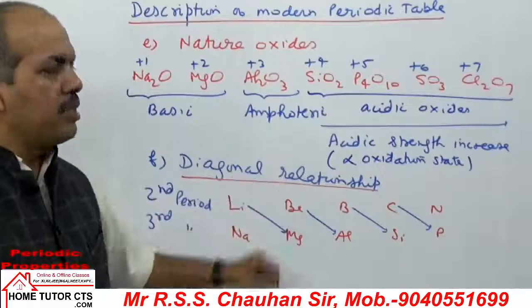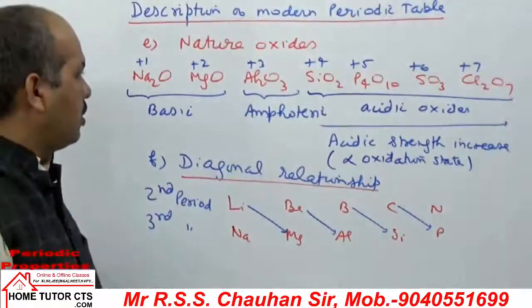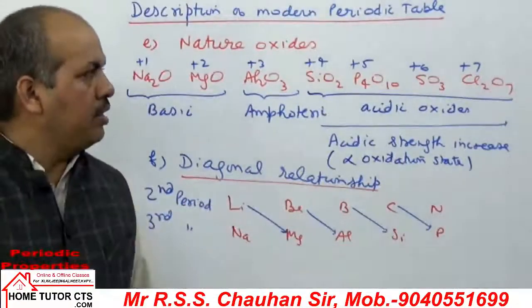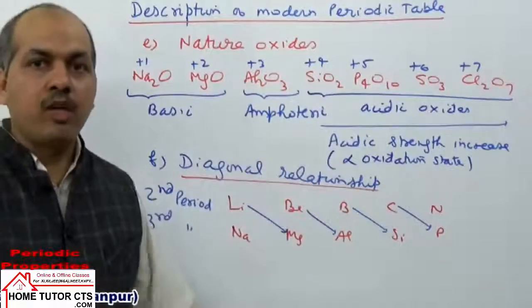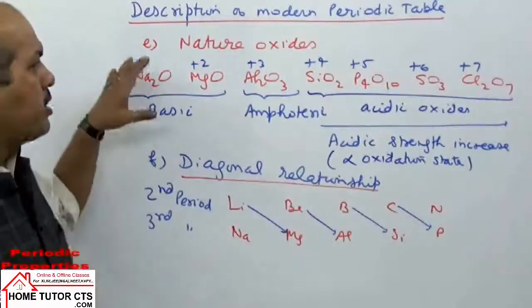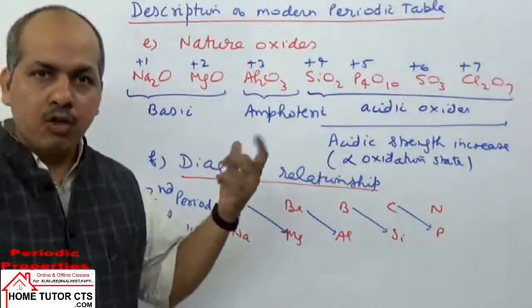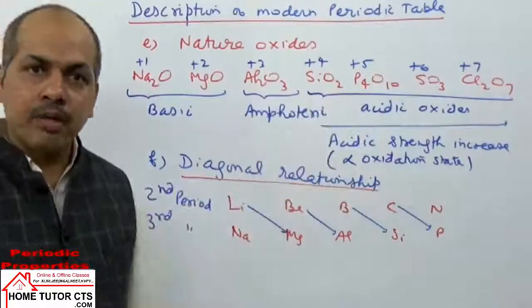Some properties, resemblance of the elements or properties, are studied by variation in the modern periodic table. Okay, let us take the relation of periodic table subgroup A and B and group number 1 to 18.